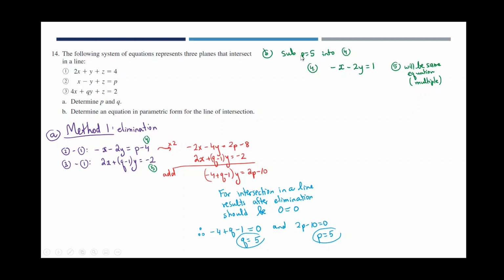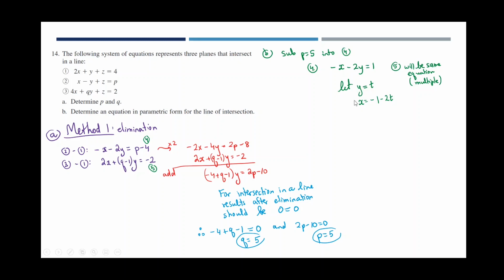I guess you could have plugged the q into equation number 5 as well if you wanted to, but it's going to be the same equation or a multiple of the equation, because that's what's happening here for us to get 0 equal to 0. So I used equation 4. You could have done the other.